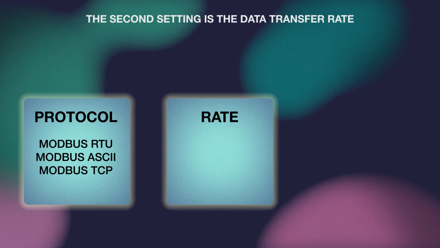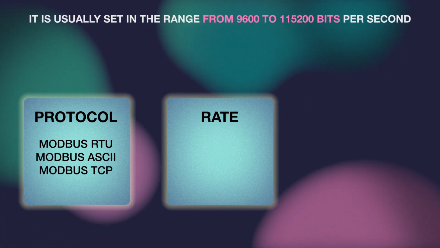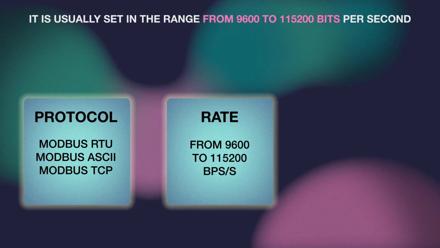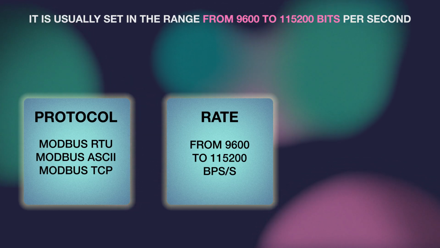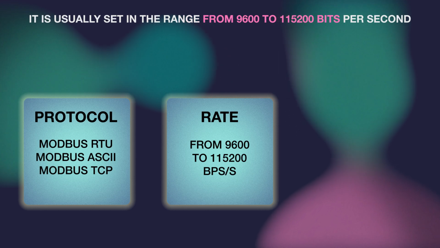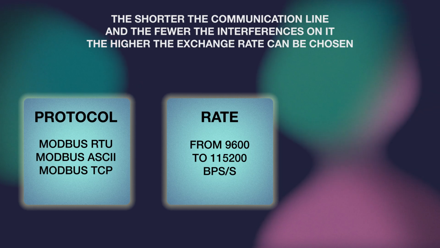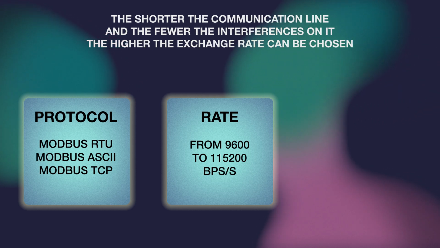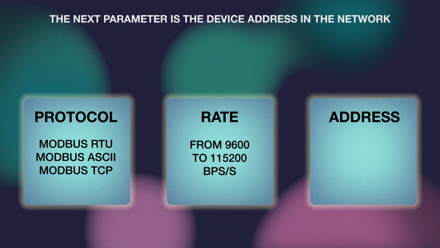The second setting is the data transfer rate. It is usually set in the range from 9600 to 115,200 bits per second. The shorter the communication line and the fewer the devices on it, the higher the exchange rate can be chosen. The next parameter is the device address in the network.